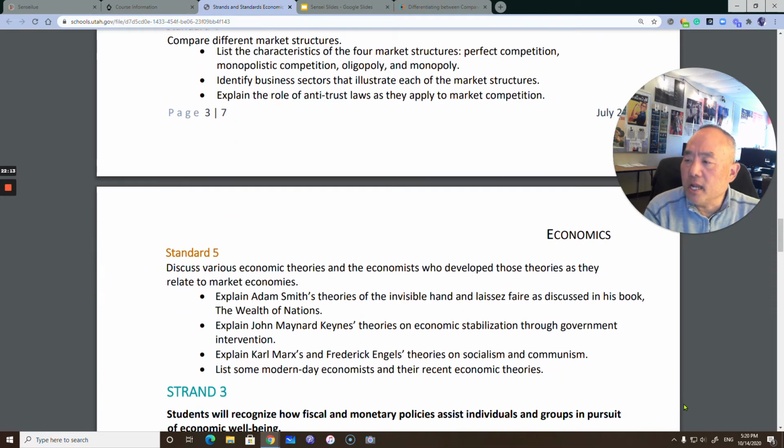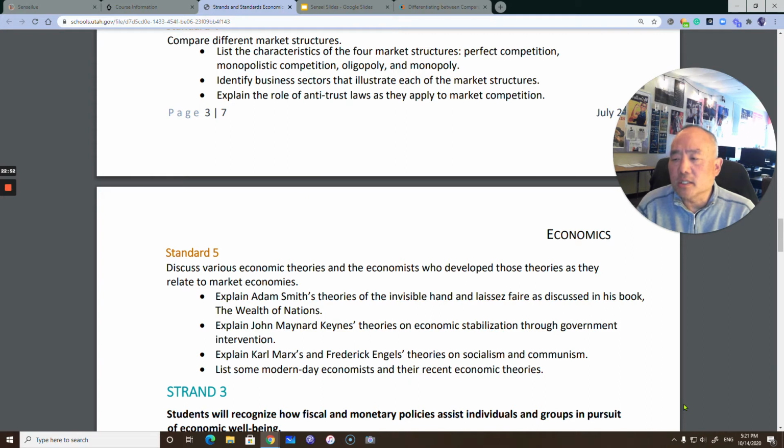Moving on to standard number 5, and this is where we learn about different economic theories and economic philosophies. You learn about Adam Smith, known as the father of capitalism and author of Wealth of Nations. And then you have John Maynard Keynes. Keynes had some theories about how to stabilize the economy. He believed that on occasion, government intervention, government stimulus, is essential to get the economy back up and running, because he feels it would take much too long for the free markets on their own to recover.